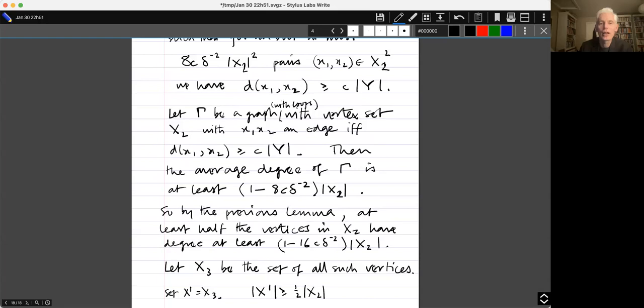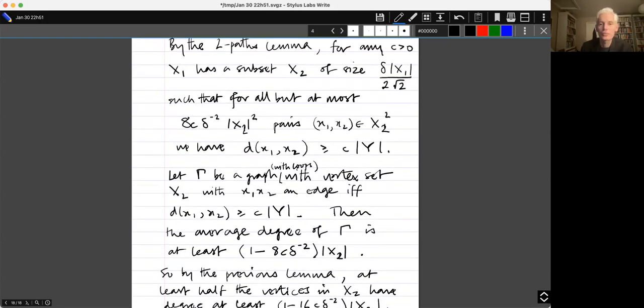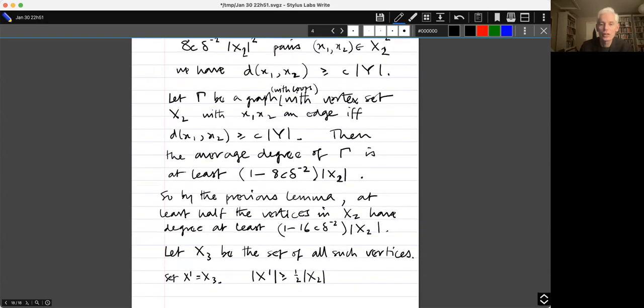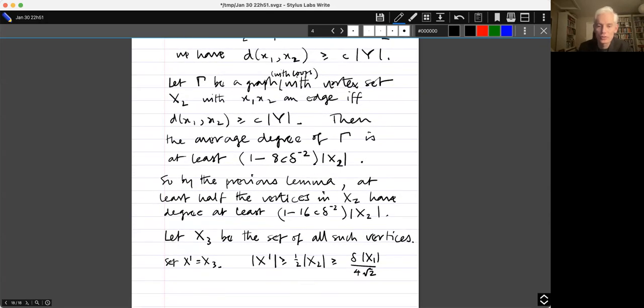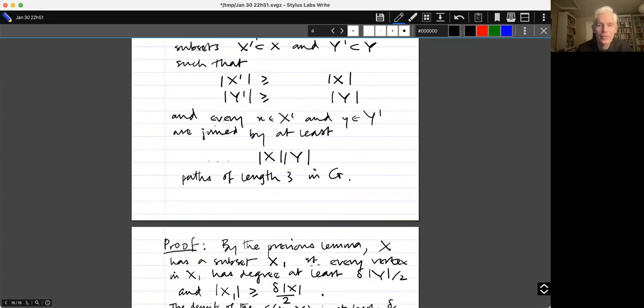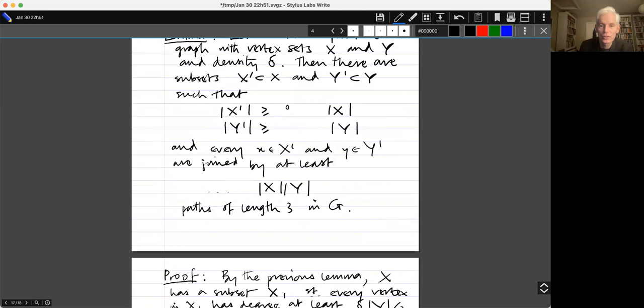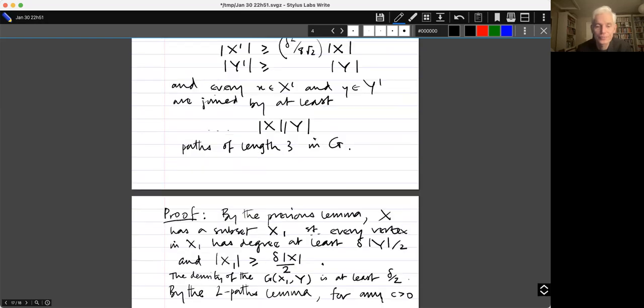x2 had size at least delta x1 over 2 root 2. So that's greater than or equal to delta x1 over 4 root 2. And what was x1? x1 had size at least delta x over 2. So that's greater than or equal to delta squared x over 8 root 2. And so now we can go back and fill in delta squared over 8 root 2 times the size of x.